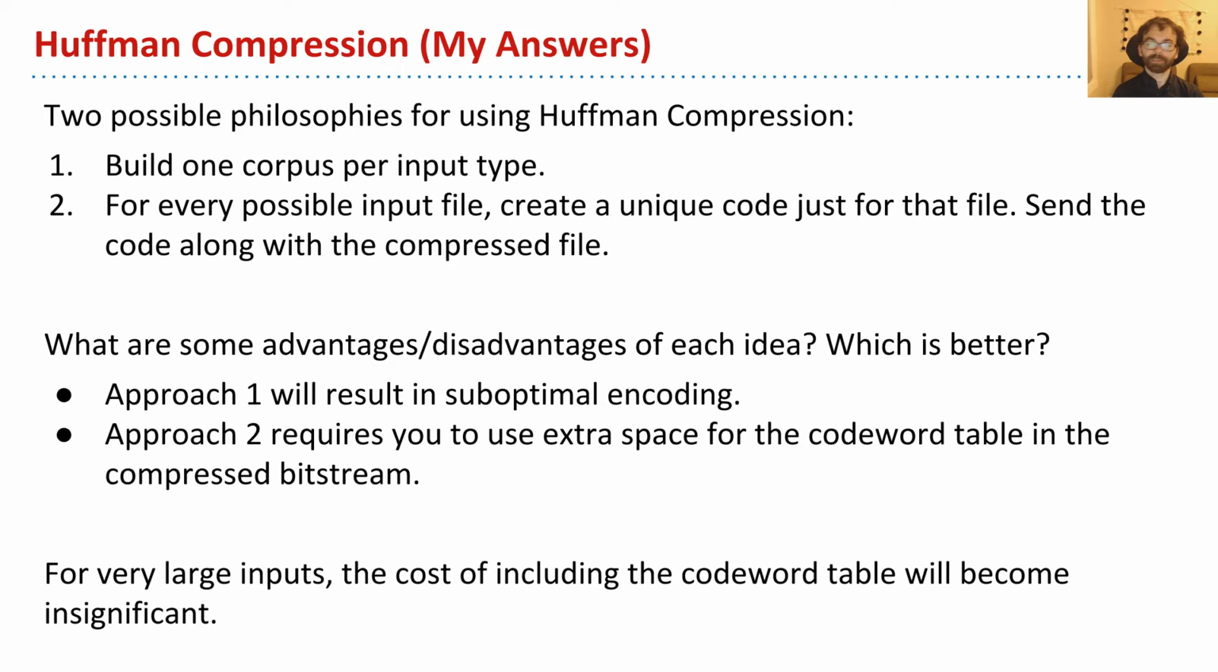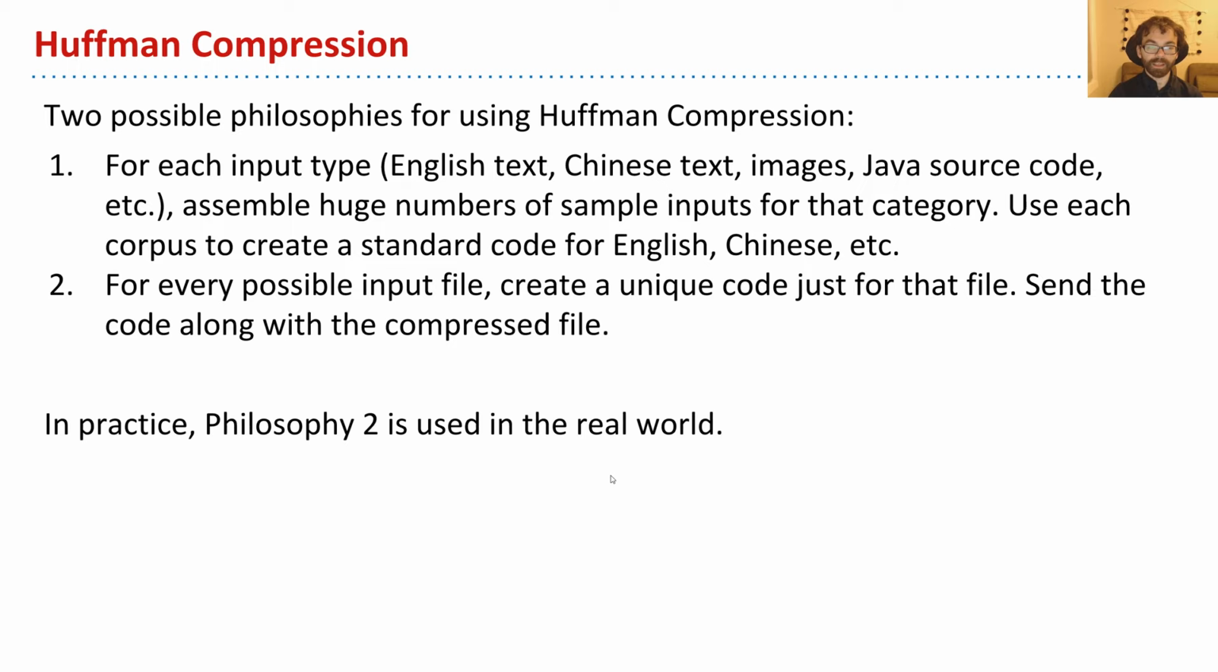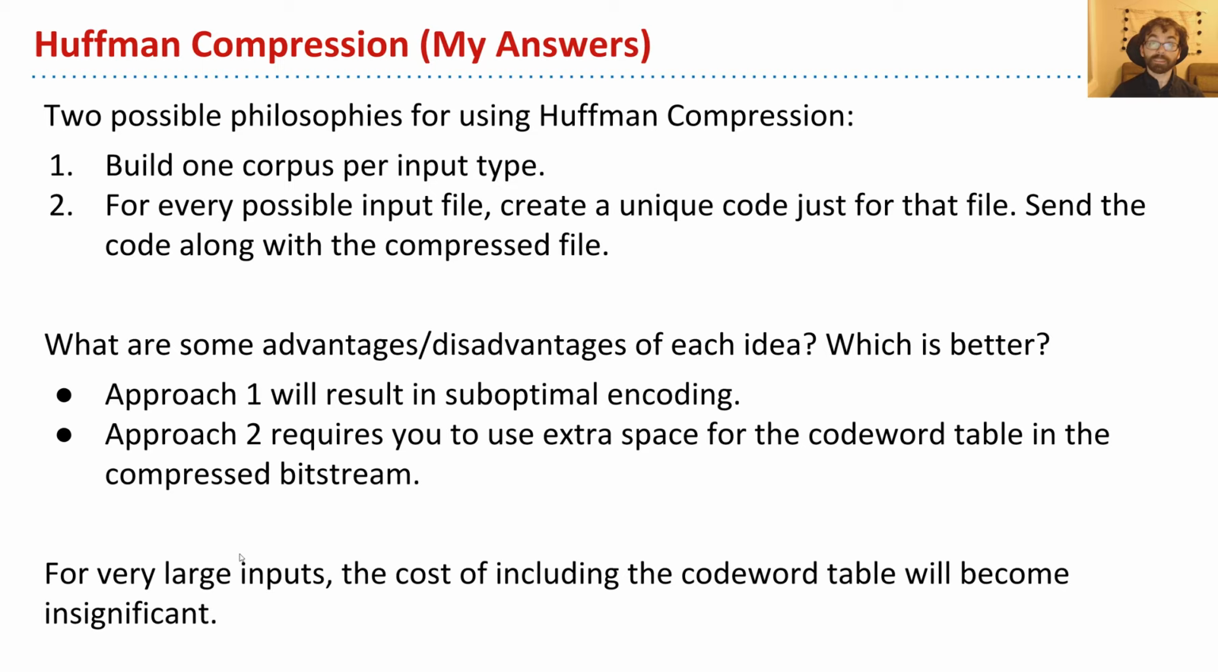Now in practice, it turns out that approach two generally works better, and the basic idea is that for very large inputs, like say the entire text of Moby Dick, the code word table is going to be pretty small compared to all of the compressed data for the entire story. So generally speaking, approach two is what people use.